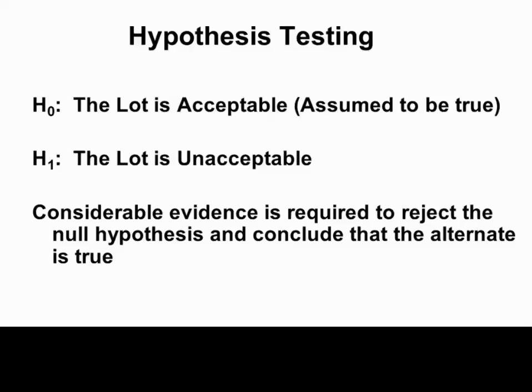Now, we are going to control risks on both sides, the risk that we accept a bad lot and the risk that we reject a good lot. So we're going to be controlling for both errors. But in general, just because you don't reject a null hypothesis does not necessarily mean that it is actually true.